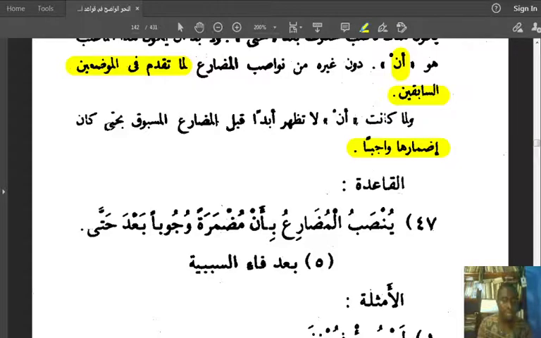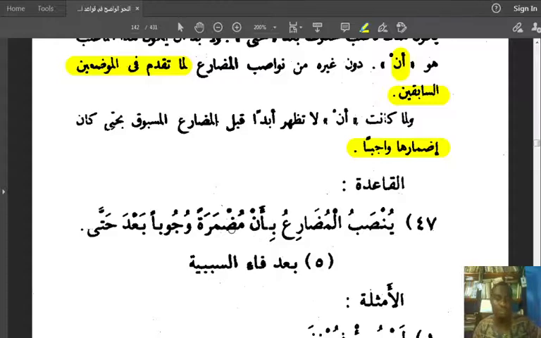With the mudari that is preceded by hatta, the an never appears. In that case we say كان إضمارها واجبا. Its being hidden is compulsory, not jawazan. Jawazan is when the an can still show up in the sentence and the sentence will read okay. But in this case it can't show up in the sentence, so we say إضمار أن في هذه الجمل واجب. Okay, القاعدة, the ruling.